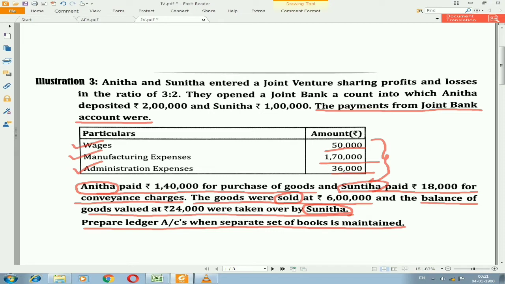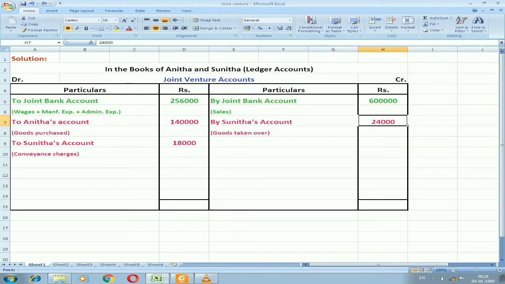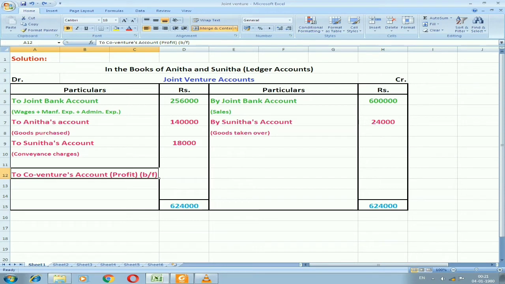So first let us find out on which side it is more. Usually the credit side will be more, 6 lakh and 24,000, 6 lakh 24,000, same total on the other side. So the balance will be considered as profit. That profit will be transferred to the next account. The next account is the co-ventures account. So this balance should be transferred to the co-ventures account, that is profit, that will be the balancing figure, with the amount of rupees 2,10,000.